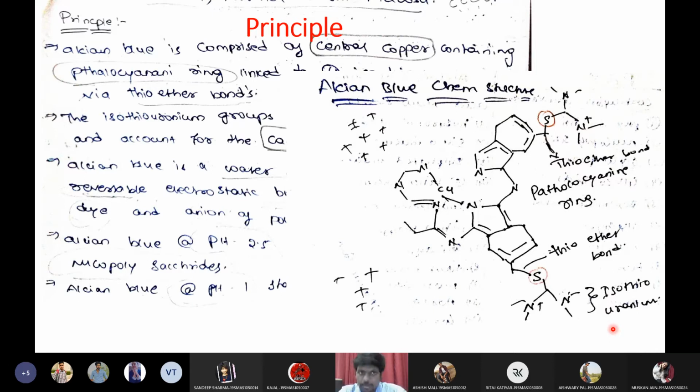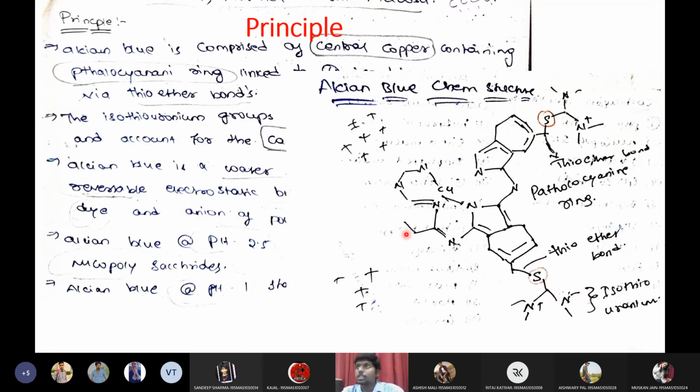By what bond? By what energy? Okay, that is dependent upon electrostatic bonds. The bond between this positively charged isothiouronium and mucopolysaccharides will be an electrostatic bond. So electrostatically, this isothiouronium will bind to the negatively charged mucopolysaccharides. At pH 1, it will bind to the sulfonated mucopolysaccharides, whereas at pH 2.5, it will bind to the carboxylated mucopolysaccharides. So this is the principle of Alcian blue stain.